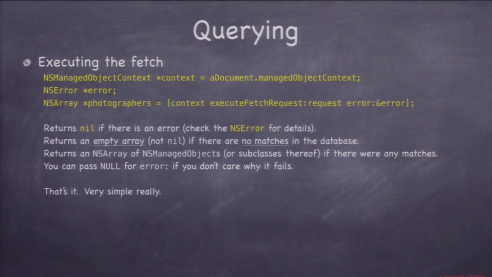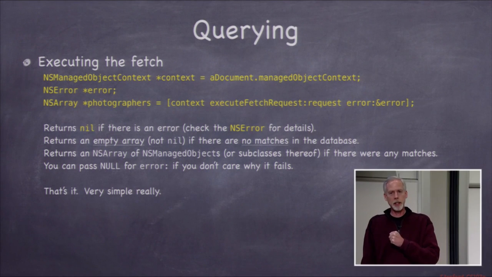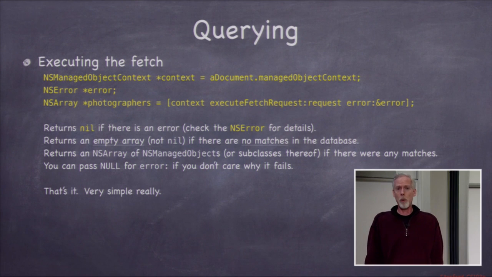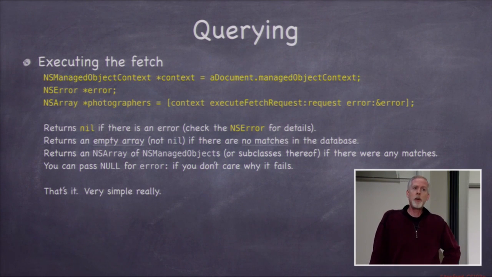Now that I have a request, how do I execute it? And the answer is we use the method execute fetch request in NS managed object context. So I told you NS managed object context is the hub of everything, and it's the hub of querying as well. And it has a little extra argument there, error: @error, which will return an NS error and tell you what went wrong if things went wrong. And you can tell things went wrong with the fetch request if execute fetch request returns nil. Okay, if execute fetch request returns nil, something went wrong, and that @error will be filled out with some error.